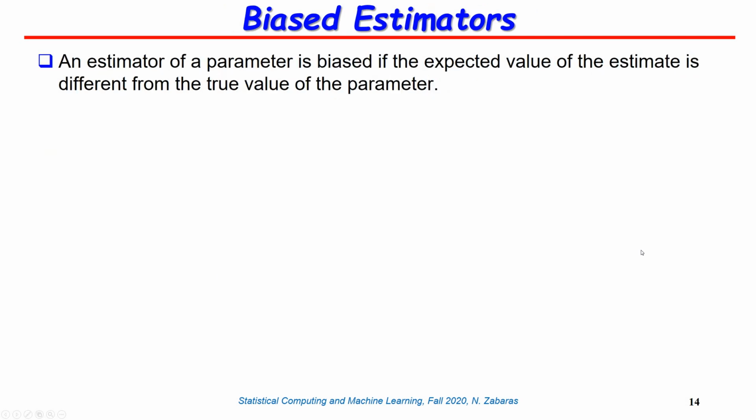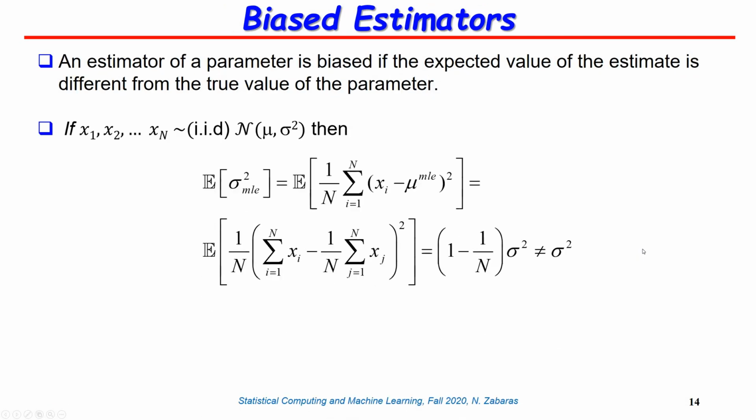Let's do the same thing for the variance. So if you take the variance and plug in the MLE estimate that you use for the variance, you're going to get the expectation of this big bracket. You're going to have to expand this, and you're going to have to use the assumption that the xi's and xj's are IID coming from this Gaussian.